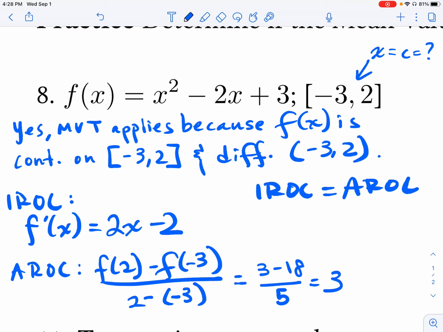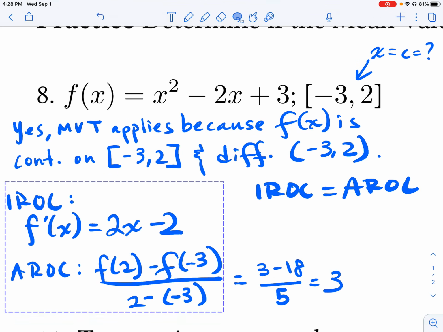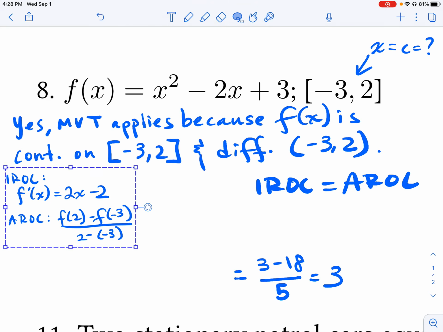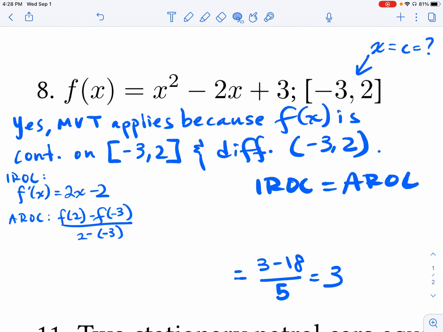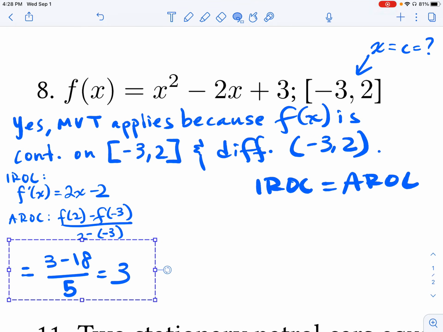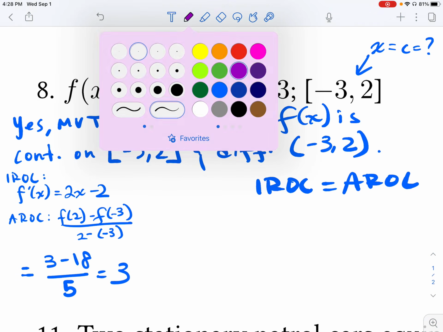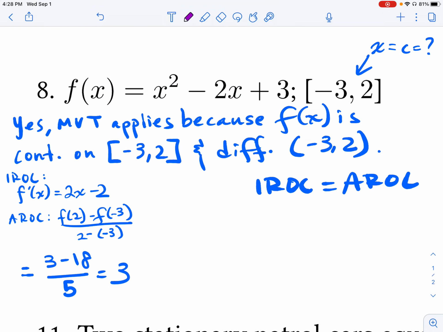Okay? So I'm going to make this a little bit smaller here just so we have some space to work with and move this up. Okay. So now what we want to do, and let me actually switch colors to distinguish it a bit, is find the C value such that our instantaneous rate of change is equal to our average rate of change. Since we're solving for C, I'm going to replace my x's with a C. So 2C minus 2, that was our instantaneous rate of change, our derivative.